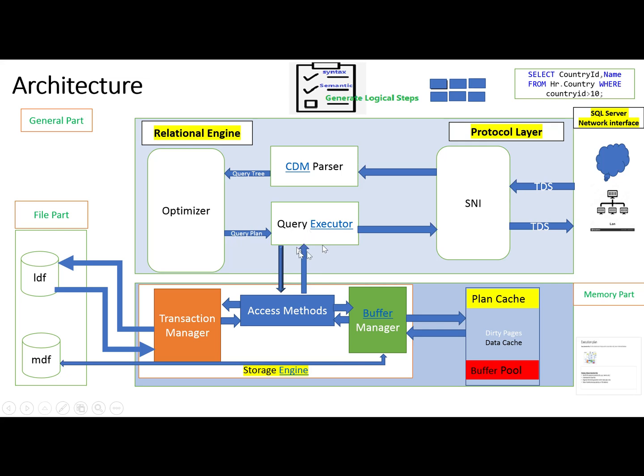Then the query executor communicates with the storage engine to get the data for this query. After getting the data, it updates the query, and another plan is generated, which is the actual execution plan. The actual execution plan is generated after the query is executed. This actual execution plan is saved in the plan cache and the buffer pool so that it can be reused again.